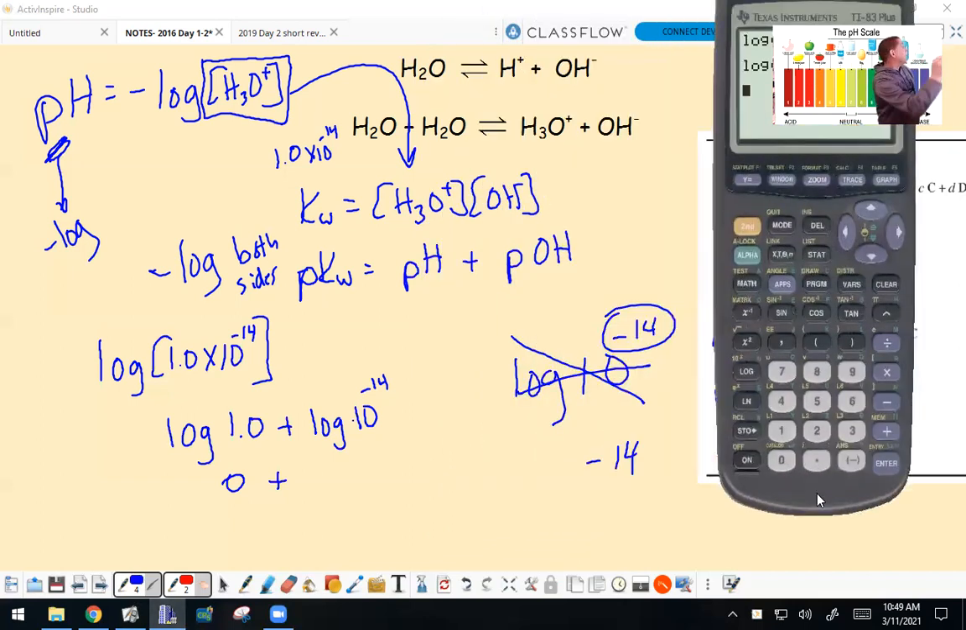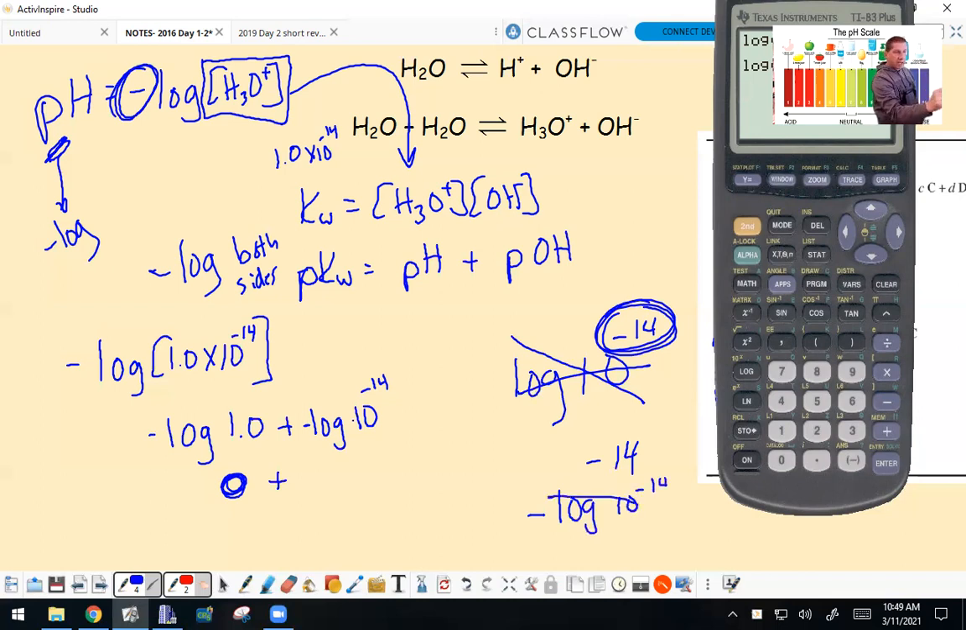Well, the pH, though, isn't just the log, it's the negative log. So if I take the negative log of all of this, then we have the negative log plus the negative log, because it's still plus since we are multiplying. So it'll be the negative log of 1, which is still 0. It's just the opposite of 0. But now we have the negative log of 10 to the negative 14th. So you just cancel the 10, but now we're taking the opposite, and it is 14.